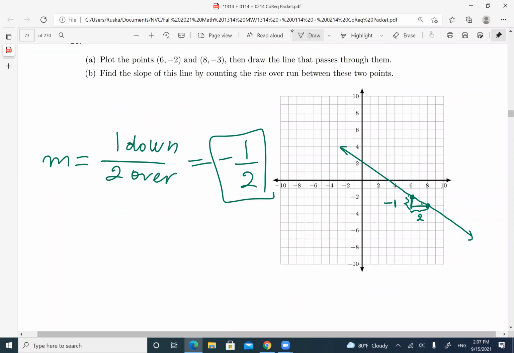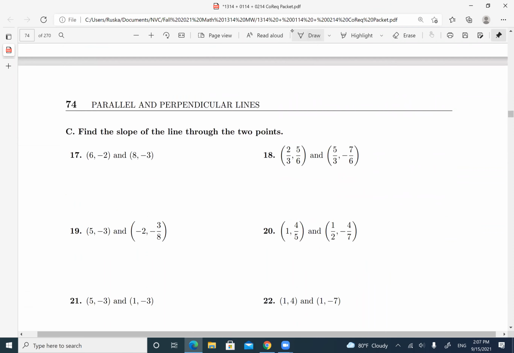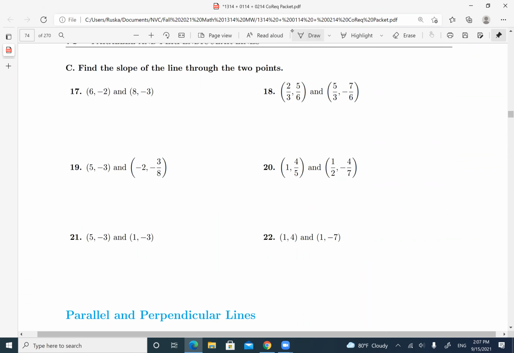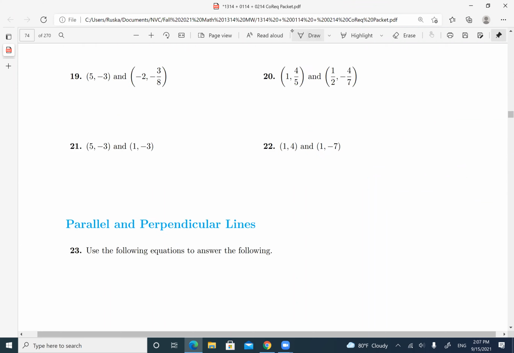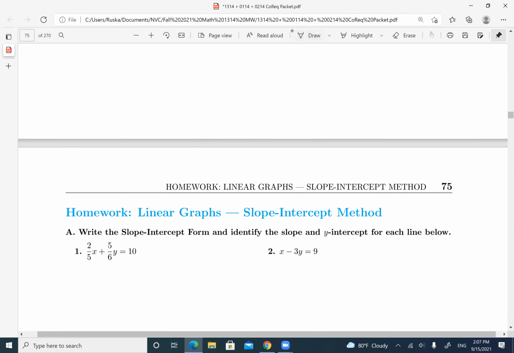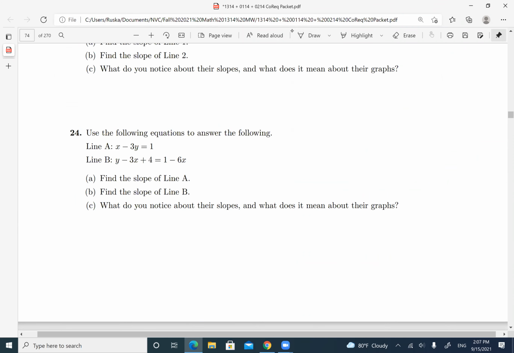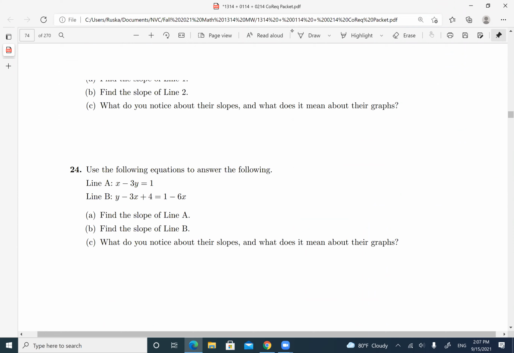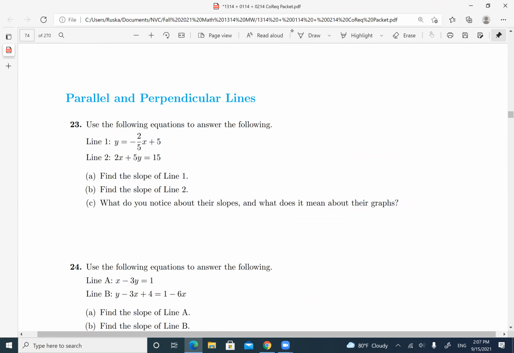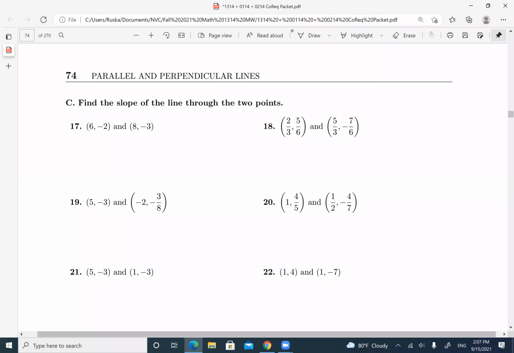16, okay. And then let's see what else we have on the next page. On the next page, we have to find the slope using the slope formula, and then talk about parallel and perpendicular lines, and that's your homework, page 75. Actually, we don't have page 75, so I'm going to do that. Okay, so we're going to go over number 17 and number 18 and all of those questions.